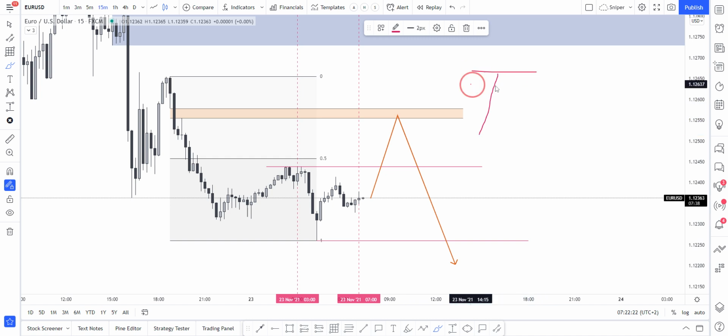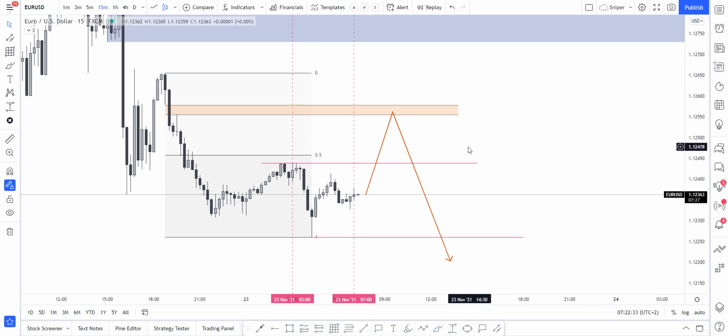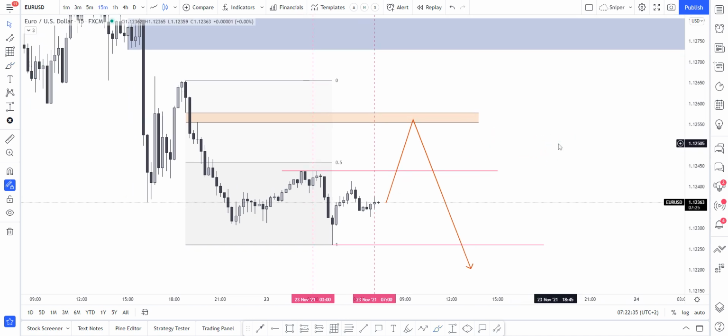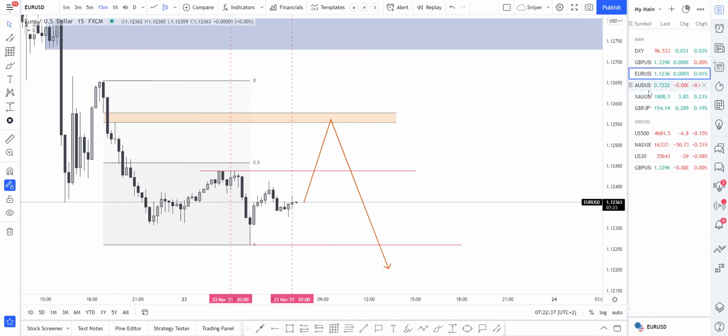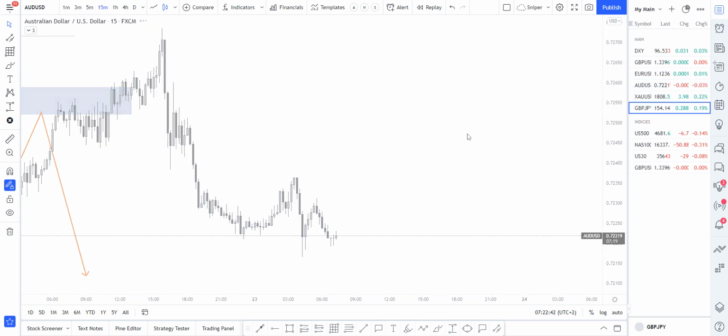So it taps into the area or wherever that area is, maybe then a sweep of it, and then a structure break towards the downside, and then some entries to take shorts towards the downside. So probably still short bias, but we still need to get the entries. Aussie dollar, no, sorry, I don't like it.